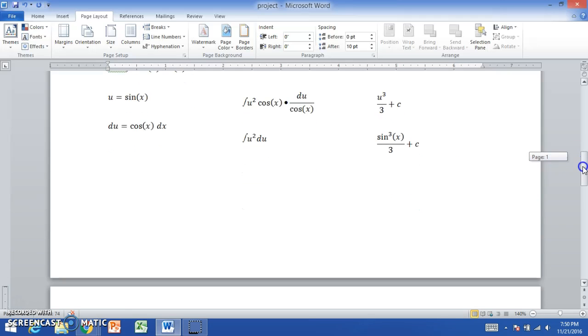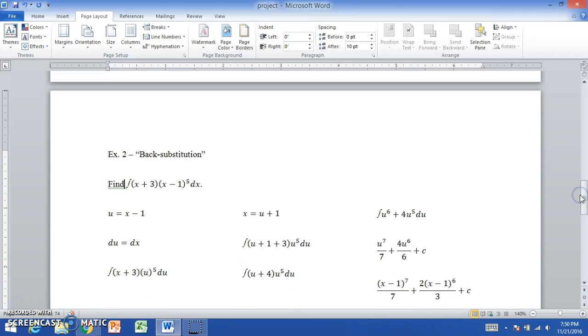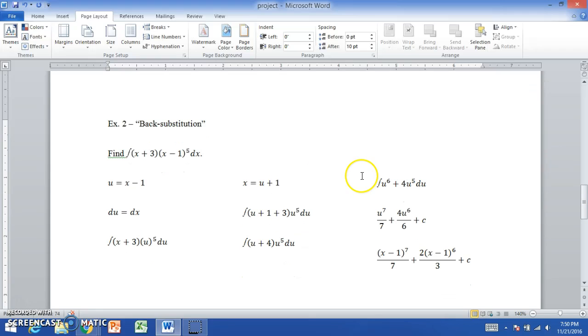Let's take a look at another example, and this is what I call back substitution. The problem asks: find the integral of x plus 3 times x minus 1 to the power of 5. There really isn't much of a pattern here, but we can set one of these polynomials to u. Let's use x minus 1 as u. So u equals x minus 1, and then we take the derivative, which is du equals dx, because the derivative of x is only 1. So that multiplies to 1 times dx.